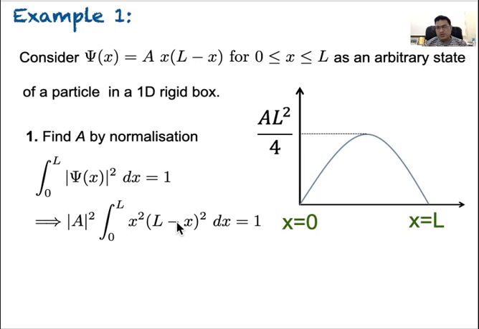Now this is a simple integral that you can do by yourself, and by doing this you can obtain the value of A equal to the square root of 30 over L to the power 5. So we have obtained the value of this constant A, which is known as the normalization constant. A is equal to this, so now we can substitute this value here.